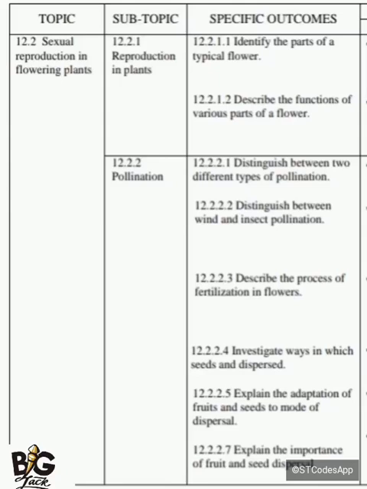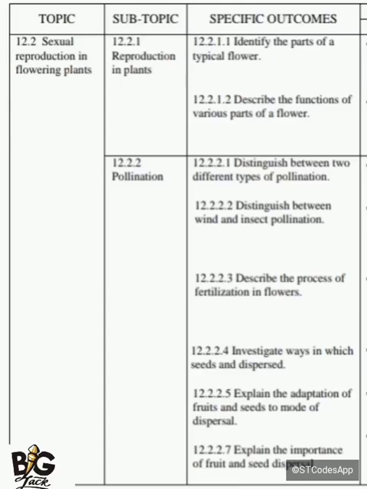Apart from that, they are going to ask you to describe the process of fertilization in flowers. Then you need to investigate ways in which seeds are dispersed. Apart from that, you need to explain the adaptation of fruits and seeds to mode of dispersal. Then they can ask you to explain the importance of fruit and seed dispersal. In this part, take these questions seriously.